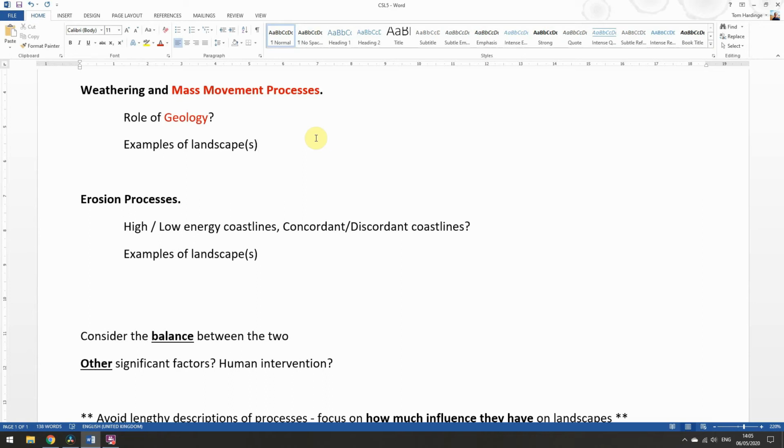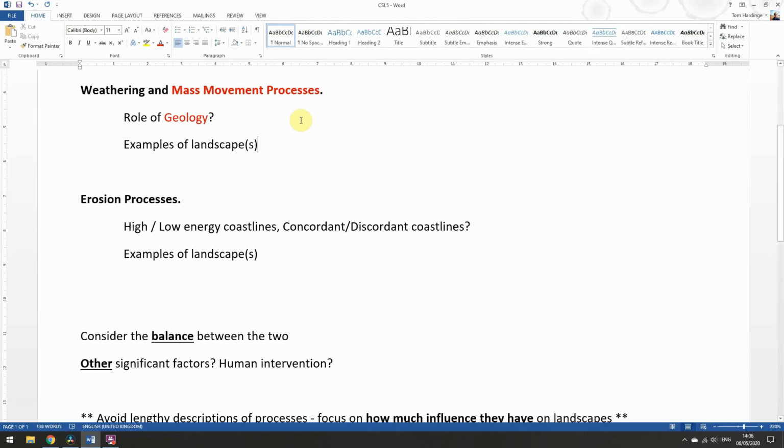You also want to be making some reference to examples of landscapes. So don't get caught up too much in the processes themselves. You want to try and illustrate where those processes are having an influence. So locally, we can think about the case study that we've used of Dorset. We can think about somewhere like Lyme Regis as having a landscape that is very significantly influenced by the presence of weathering and mass movement, much more so than other parts of the coastline in Dorset.